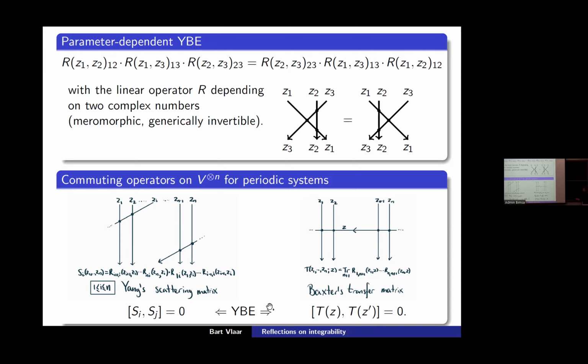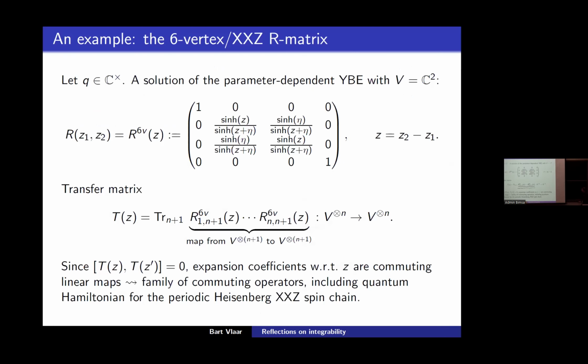Okay, so the Yang-Baxter equation is a guarantee for the existence of commuting operators. So here, just to make it a bit more concrete, here's one example. Eta here, the Q is a misprint, the eta should be any fixed complex number. And what you get here is a particular solution of the Yang-Baxter equation. This can be verified, it's just a computation.